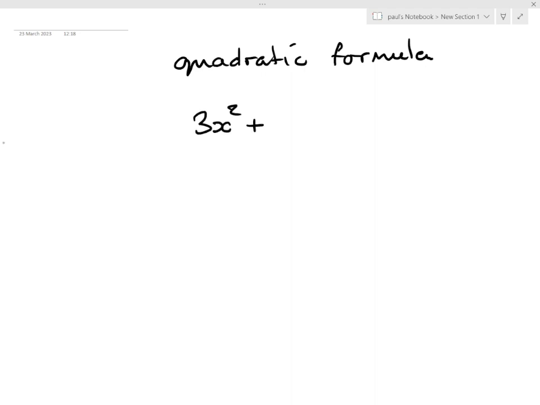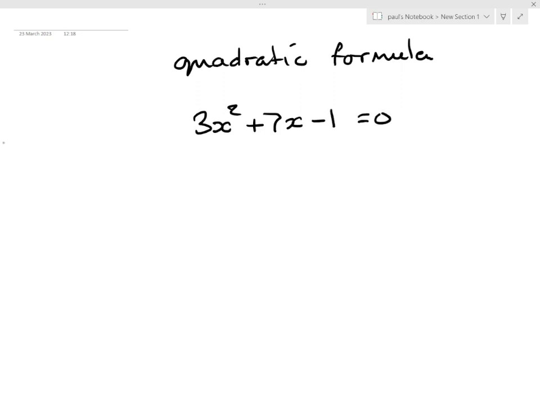Right, this is the quadratic formula, and this is when you cannot factorize. When you cannot factorize, you can use this. So if we have 3x squared plus 7x minus 1 equals 0, we've got to solve this.